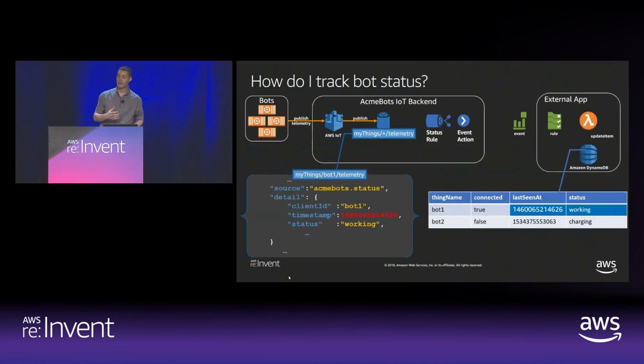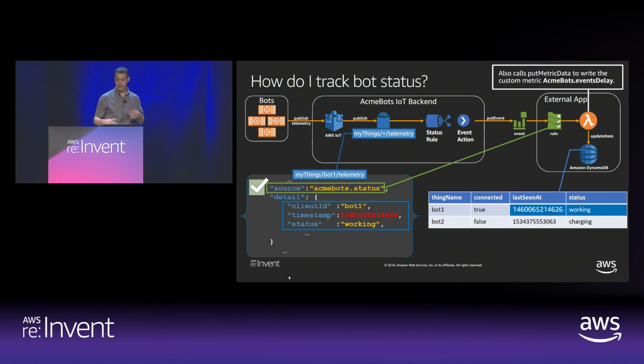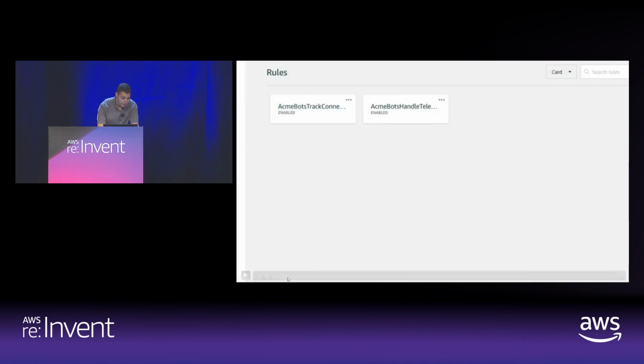And the bot status is very similar. It's the exact same workflow, right? We've got the status being written to telemetry data in IoT. We use a rule to trigger an action based on that. And that action is doing the put event, basically creating another event within CloudWatch. And then us monitoring that CloudWatch event queue and triggering a custom action also to update our DynamoDB table. So we'll see this in action.